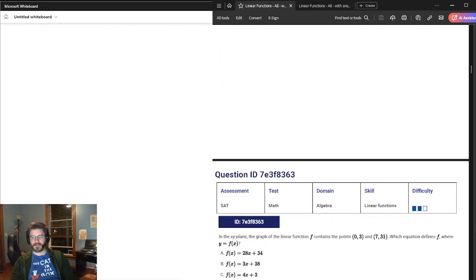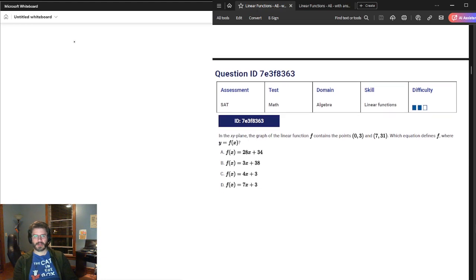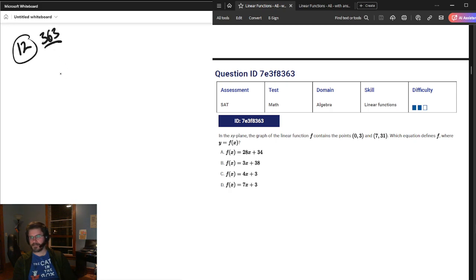Number 12, or 363 is the ending. Linear functions, again, different slopes. So all we got to do is find the slope because each of the answer choices contains a different slope. We don't actually care about what the y-intercept is. Let's save ourselves some math and just find the slope.